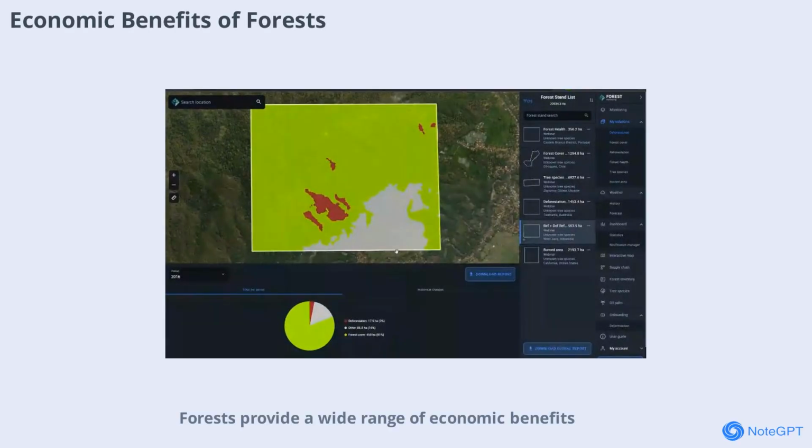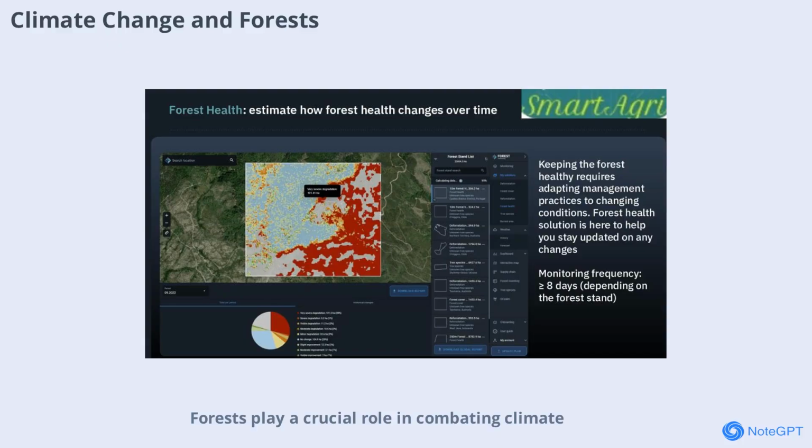Forests provide a wide range of economic benefits, from timber and non-timber products to tourism and recreation. Sustainable management ensures these resources are available for the long term. Non-timber products like mushrooms, nuts, and medicinal plants offer additional income opportunities. Ecotourism can bring visitors and support local economies. By valuing all the benefits forests provide, managers can create diverse and resilient economic systems that support both people and the environment.